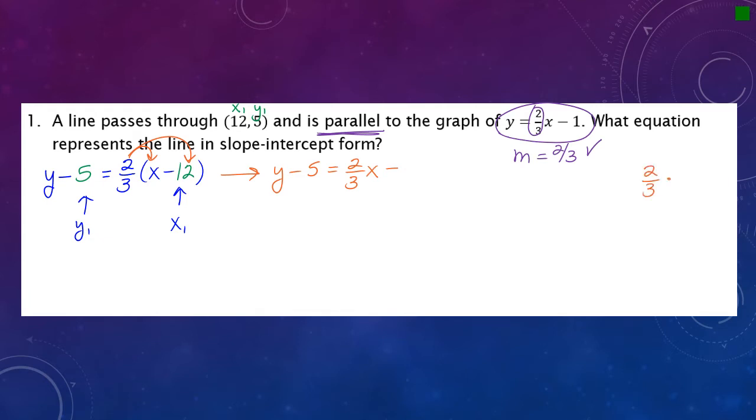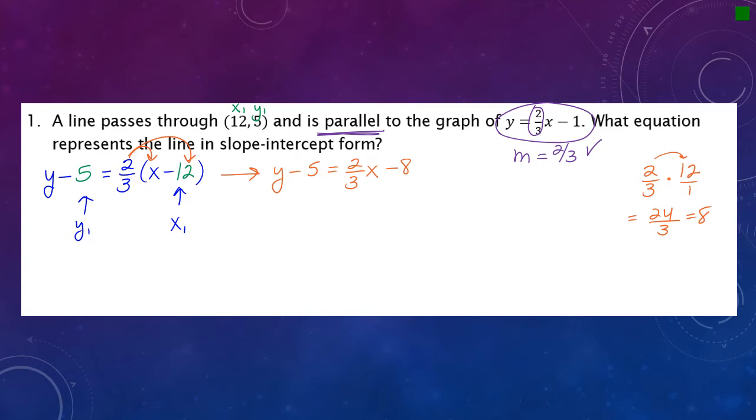2/3 times 12. I'm not going to worry about the negative. I'm just going to worry about the 12. What I like to do is multiply across. So 2 times 12 is 24. And then 3 is still in your denominator, because really what you're doing is 3 times 1 in the denominator. 24 divided by 3 is 8. So that's what I'm going to write over here: 2/3 x minus 8.